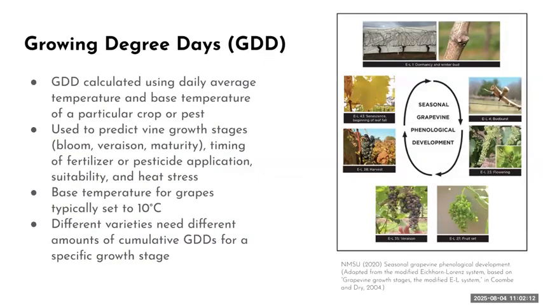Grape ripening is driven by temperature that controls the conversion of acids into sugars. The speed of ripening is measured by growing degree days, or GDD, which is calculated using the daily temperature and the base temperature of a crop or pest. GDD is also useful for predicting vine growth stages, timing for fertilizer or pesticide application, and for assessing site suitability or heat stress. The base temperature for grapes is 10 degrees Celsius or 50 degrees Fahrenheit, under which it's assumed that no growth occurs. Different varietals need different amounts of cumulative GDDs for a specific growth stage.